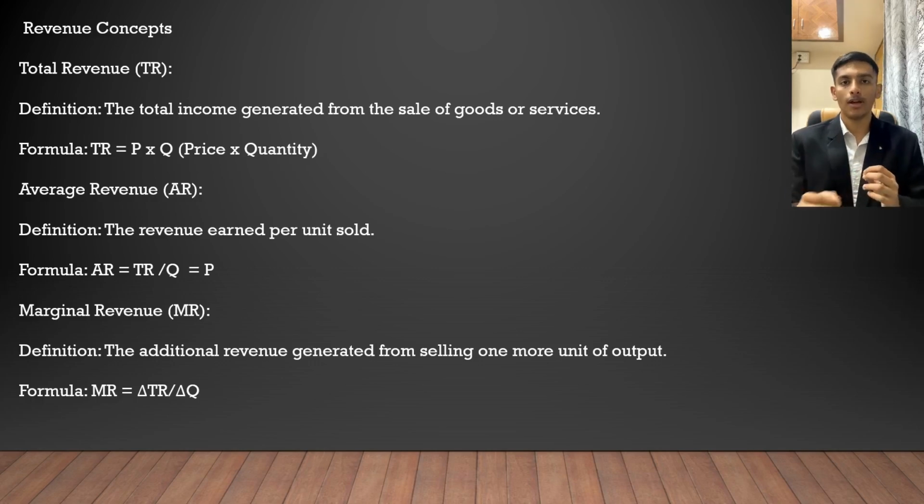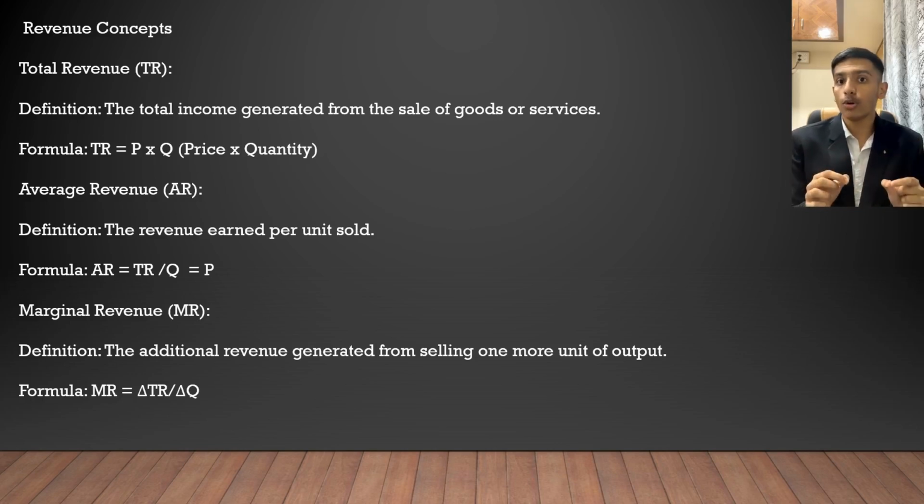Next is revenue. As we have seen the term costs of production, there is also the revenue concept, what we generate after selling that product. First is total revenue. Total revenue is the total income generated from a sale of goods or services. The formula for total revenue is equal to price into quantity. If we multiply the price by the quantity, we get revenue.